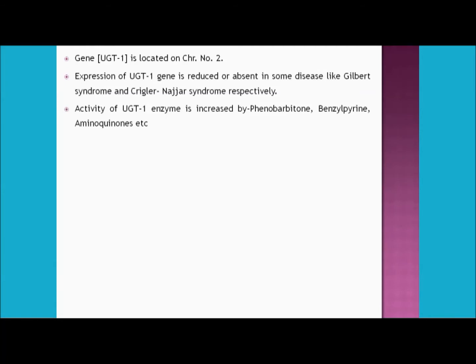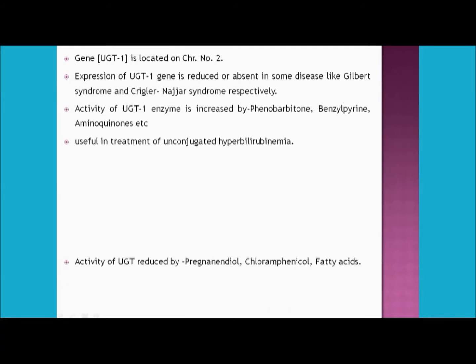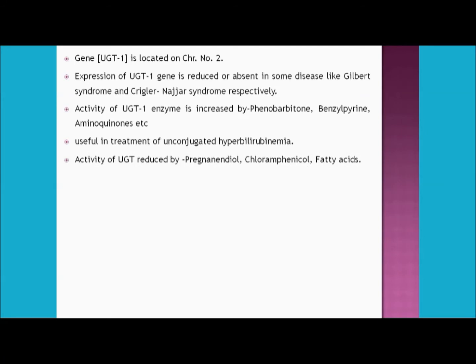So if you are on drugs like phenobarbital, benzopyrene or aminoquinones, in such a condition the production of the UGT enzyme increases. Now it is useful in the treatment of unconjugated hyperbilirubinemia. Thus the activity of UGT is reduced by drugs like pregnanediol and chloramphenicol, and moreover sometimes fatty acids. They also reduce the activity of UGT.